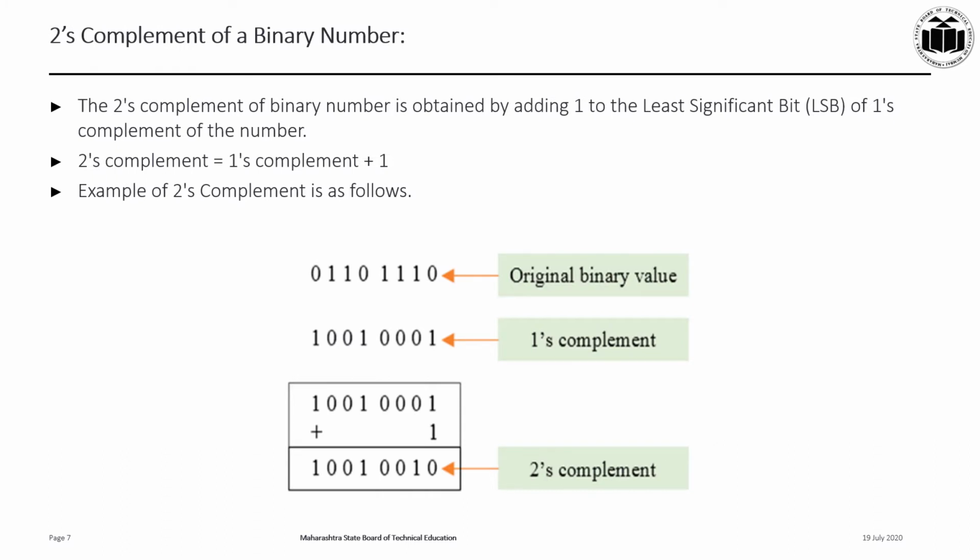How can we find 2's complement of a binary number? For the 2's complement of the binary number, you have to add 1 to the least significant bit of 1's complement of the number. Consider the example shown over here. You can see the original binary value is 011011110. The 1's complement is obtained by inverting the 0s to 1 and the 1s to 0. So you get 10010001. This is your 1's complement. When you add 1 to the 1's complement, you will get 10010010, and this is your 2's complement.